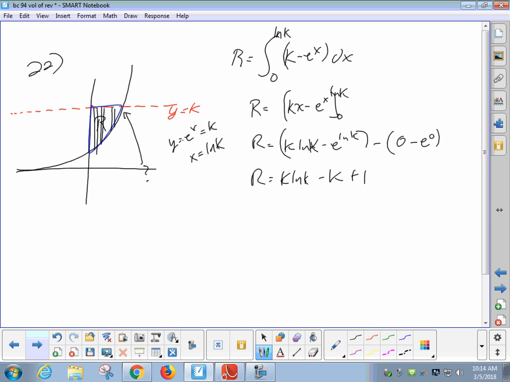So I get k natural log of k minus k plus 1.